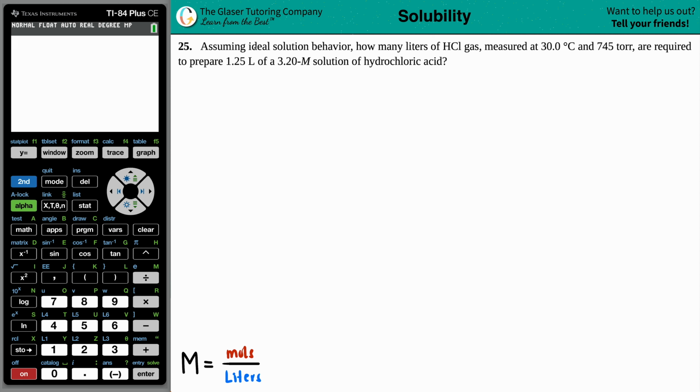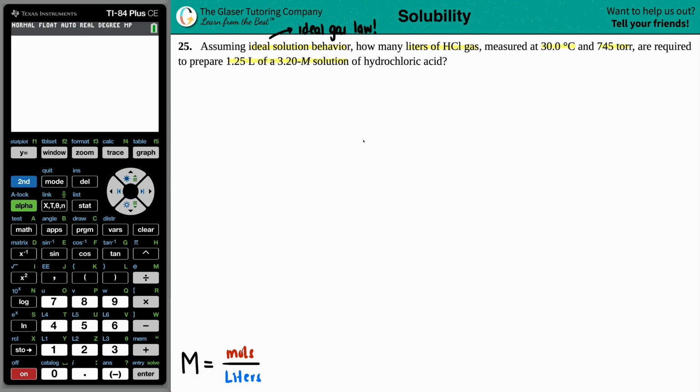25. Assuming ideal solution behavior, how many liters of HCl gas, which is measured at 30.0 degrees Celsius and 745 torr, are required to prepare 1.25 liters of a 3.20 molarity solution of hydrochloric acid? Okie dokie. So, assuming ideal solution behavior. Now, ideal behavior, especially in terms of a gas, right? This is talking about your ideal gas law.